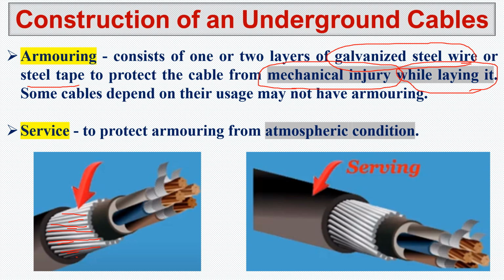Then we move to serving. The last one is serving. That's the topmost outer cover. This is to protect the armoring from atmospheric conditions. We have armoring, and we have to protect the armor. We cannot leave this armoring as the last layer, because it's a bit movable, made of steel wires. So we have to protect that, and we are putting the serving. Now you can summarize all these layers of protection, because we are laying the conductor underground.